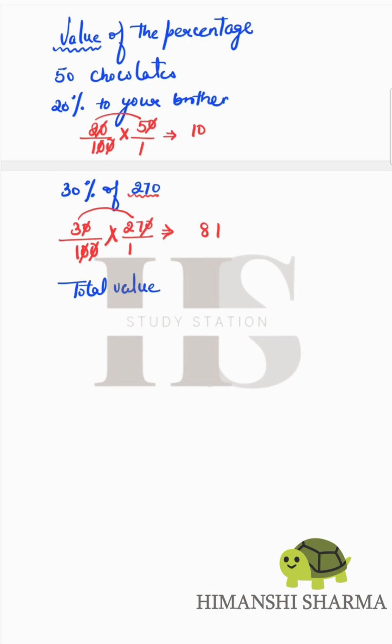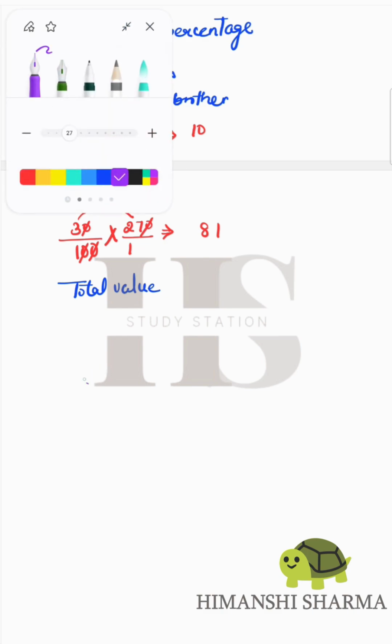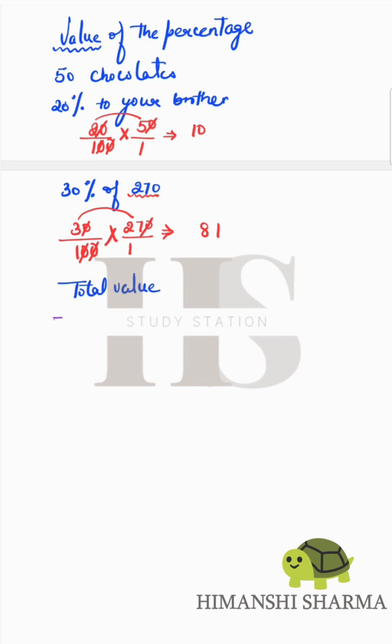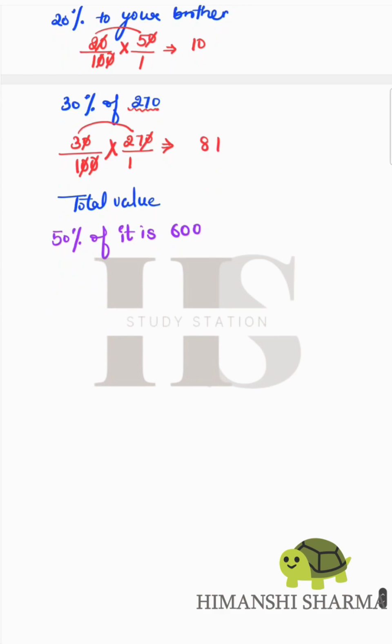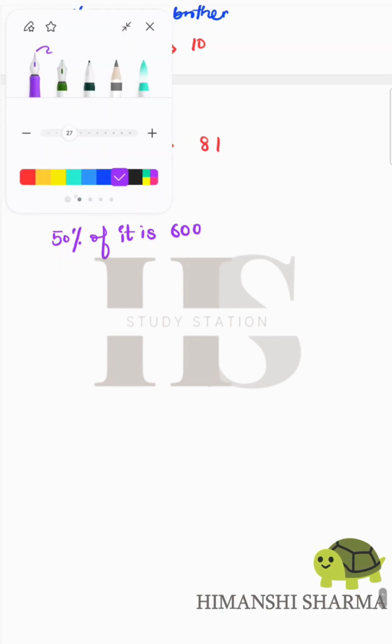So in this case, let's suppose I'm taking an example to explain it better. Here it is said that 50% of it is 600. So there is some random number whose 50% is equal to 600. Now we'll do it two ways. Easy, we'll break it out.